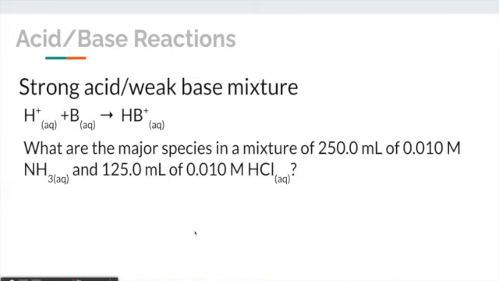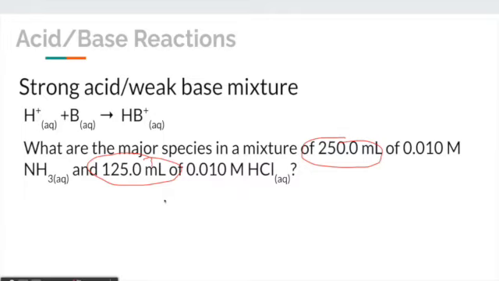This question is asking, what are the major species in the mixture of 250 milliliters of 0.01 molar NH3 and 125 milliliters of 0.01 molar HCl? You might be tempted to say the major species are just going to be water and chloride ion from the HCl, and then the conjugate base of ammonia. But we have a little more difficult problem here, because we have the same molarity, but 250 milliliters of our base and only 125 milliliters of our HCl.